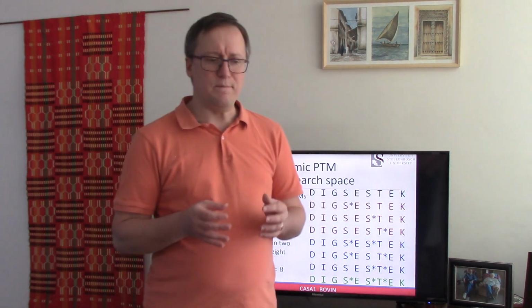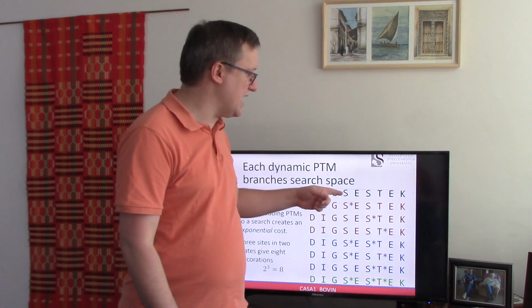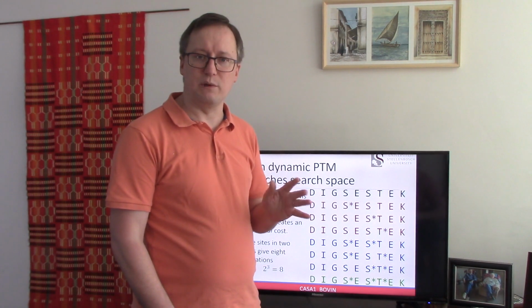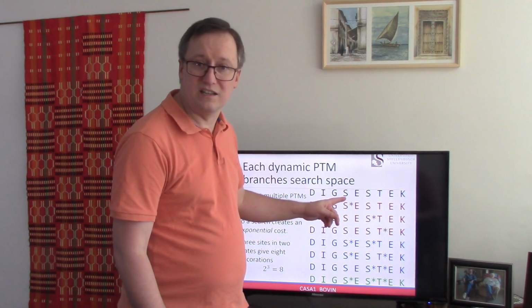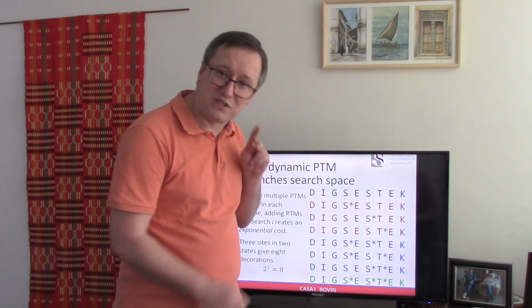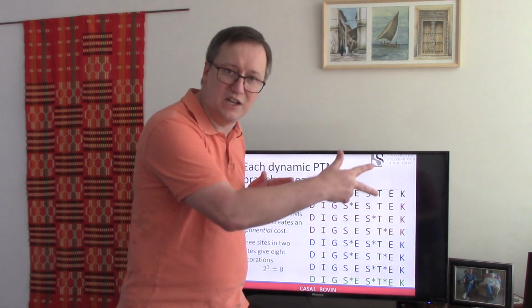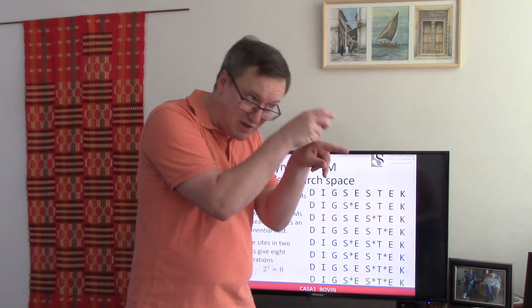So any time the software encounters a serine, a threonine, or a tyrosine, it has to consider a fork in the path. That this peptide DIGS up to the S is just one path, because none of those three letters, D, I, or G, are modifiable. But S is. So when it hits this S, it must fork the path. When it hits this E, it just extends each of those paths further. When it hits this S, each of those paths in turn must split.